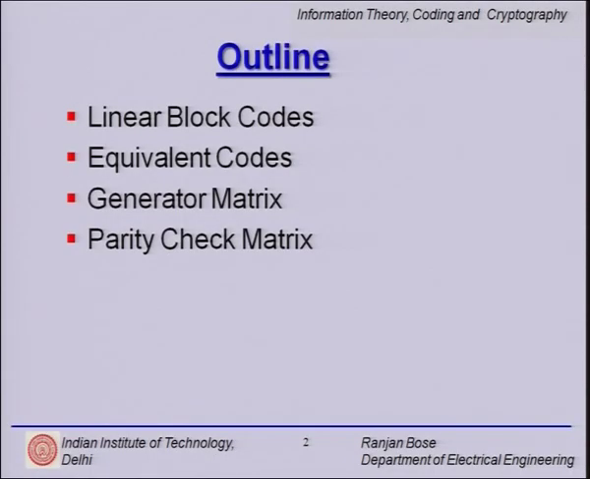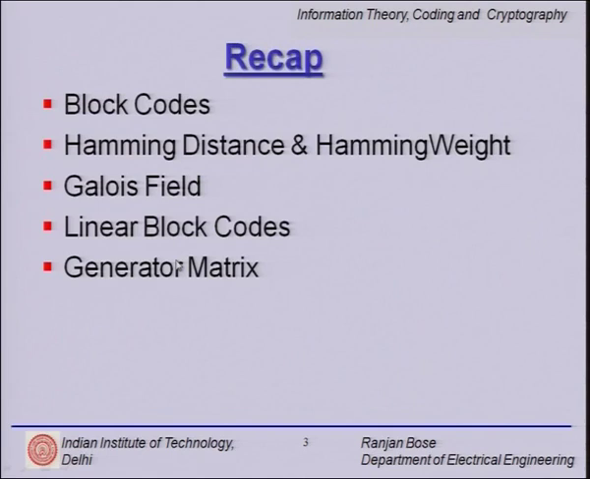Let's start with a brief outline for today's talk. Today we will look at linear block codes and then we will define what are equivalent codes. We will pose ourselves the question about efficient generation of linear block codes, and then we will look at the notion of a generator matrix. Finally, we will enter the decoding side of things and look at parity check matrix. So, this is the general outline for today's talk.